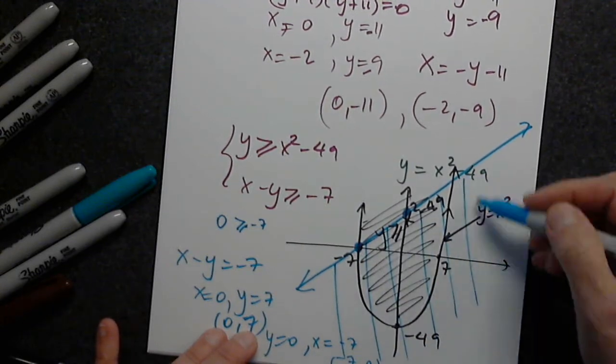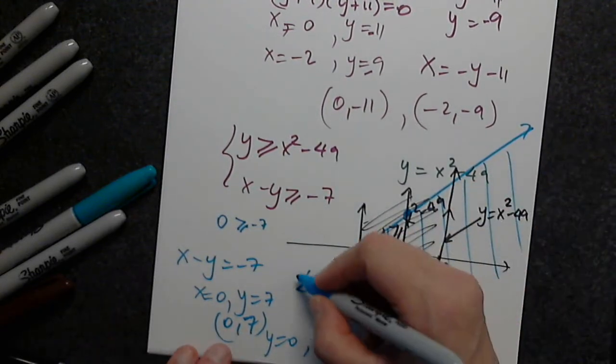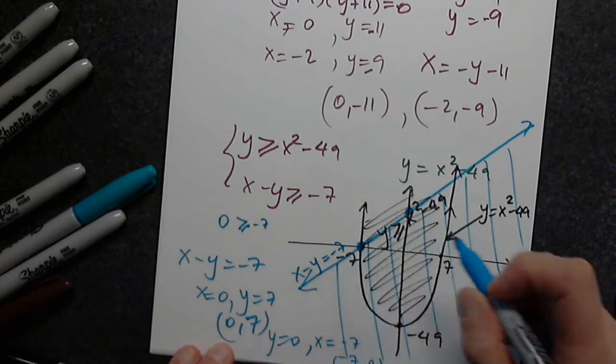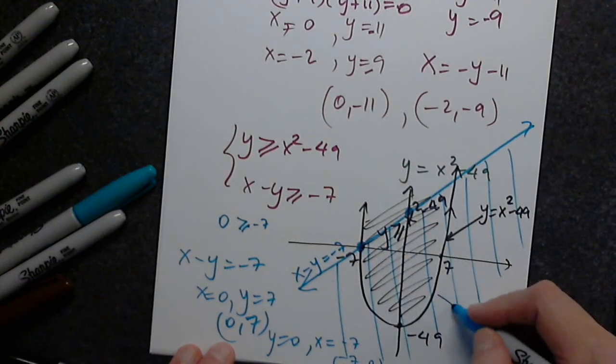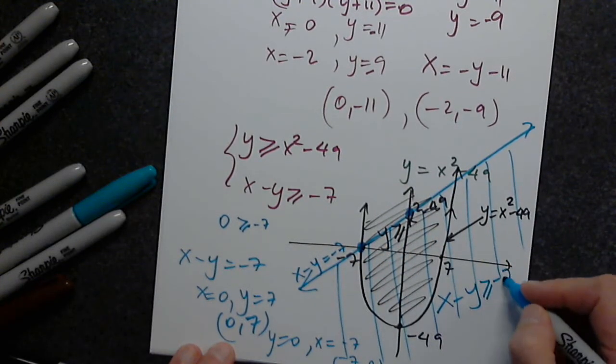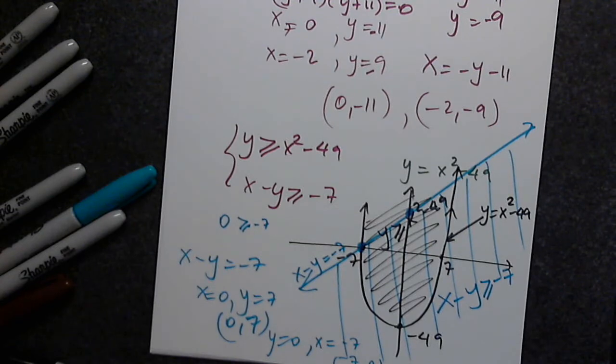Perfect. On the line, I write x minus y equals negative 7, but in the region, I write x minus y greater than or equal to negative 7. And now, if these two do not overlap, then there is no solution of the system. Do they overlap? Yes, they overlap. So there is a solution.